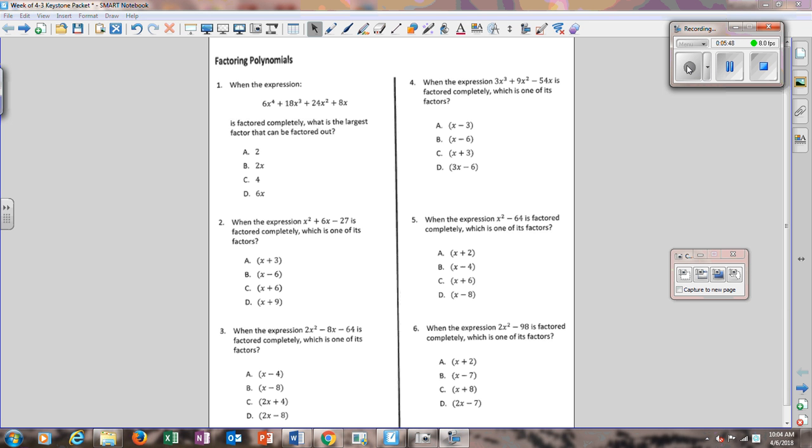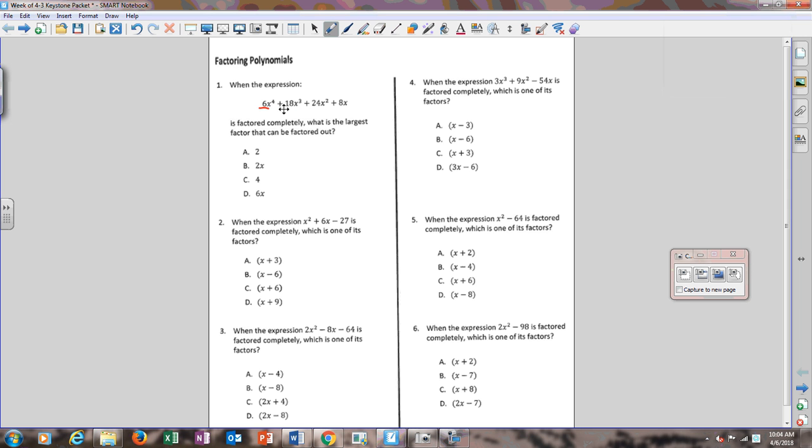Okay, turn to your factoring polynomials page. We already went through how to do these, so I'm actually just going to do the questions. First, we have to figure out what goes into each one of these terms. And I see these are all even numbers, so I know it's going to be a 2. And there's an x in each one of them. So it says, what is the largest factor that can be factored out? That would just be 2x.